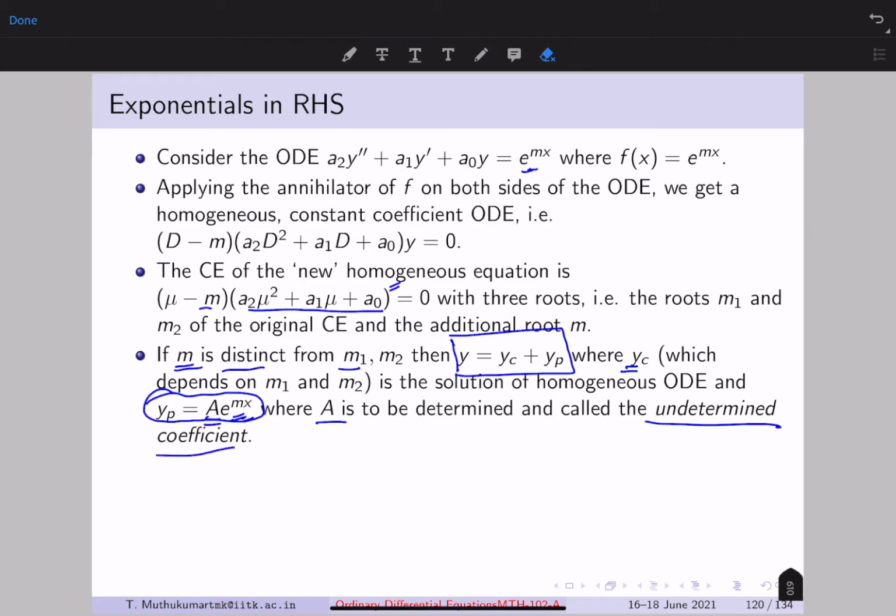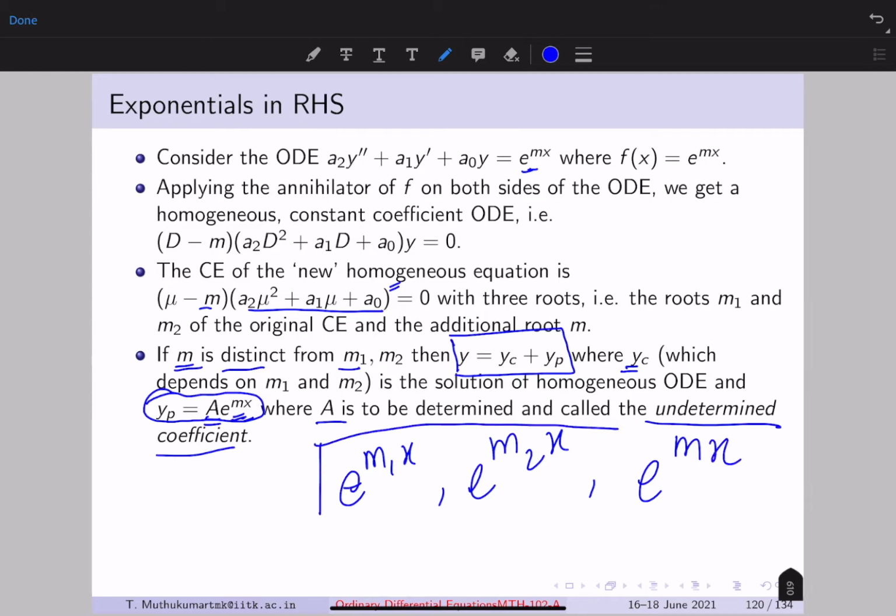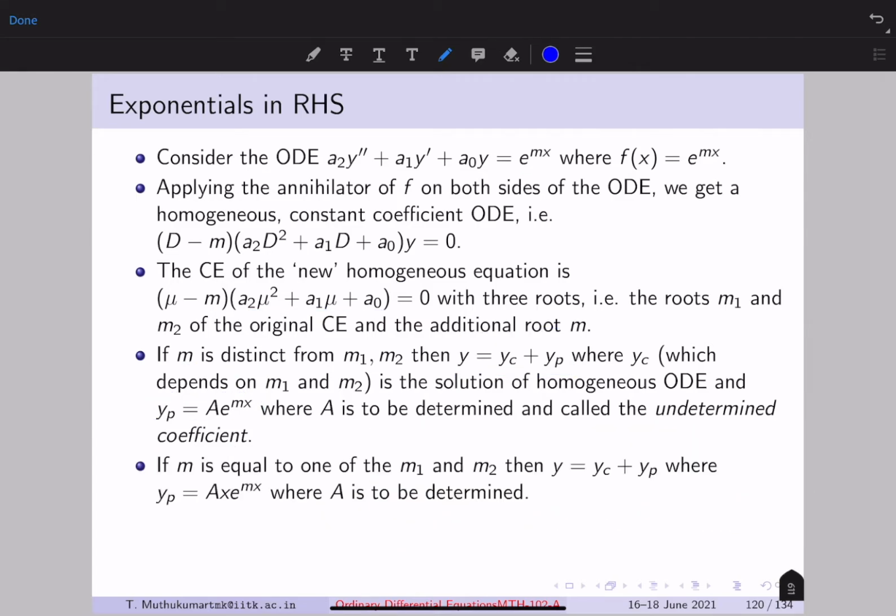So you have 3 roots, and we know for a homogeneous equation, if you have 3 roots, it is, if you recall from the previous lecture, a linear combination of e power m1x, e power m2x, and the third root is m, so e power mx. It's a linear combination of these 3 if these 3 are linearly independent. And for these 3 to be linearly independent, m1, m2, m should be distinct, and that's what I'm saying here. If one of them is the same, then accordingly you have a linearly independent choice here.